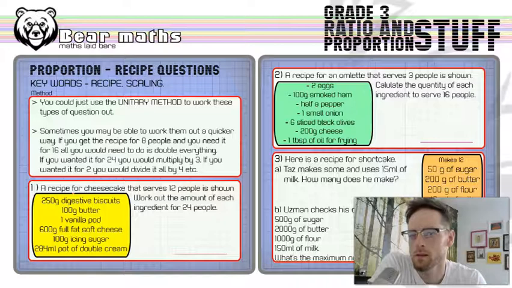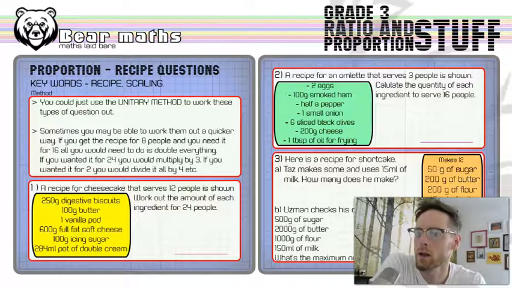Now a recipe is a list of ingredients that you get given. Nothing different to what actually is in real life, a recipe. And scaling is when you can multiply to make things bigger or divide to make things smaller.